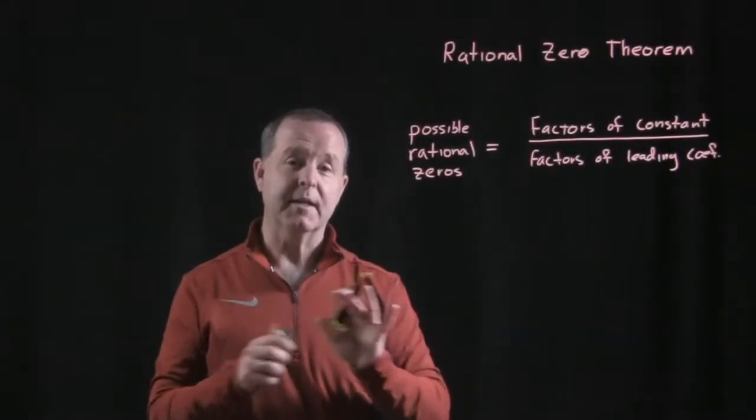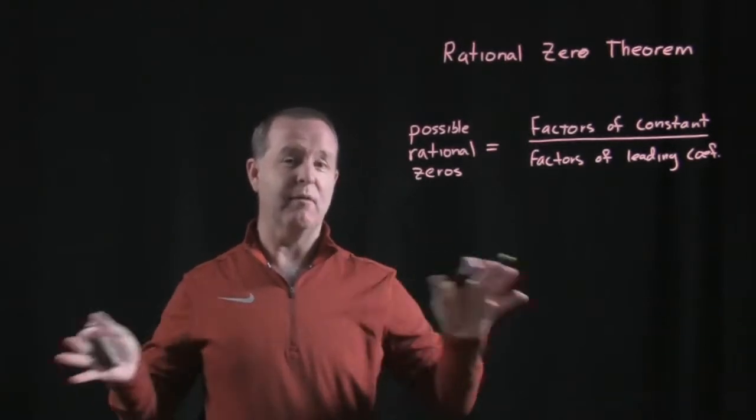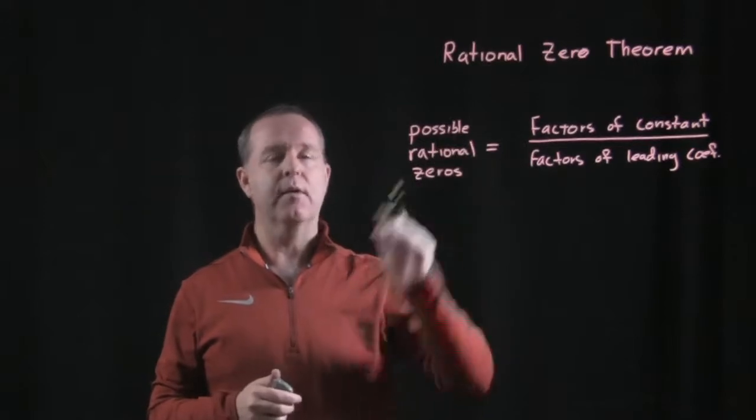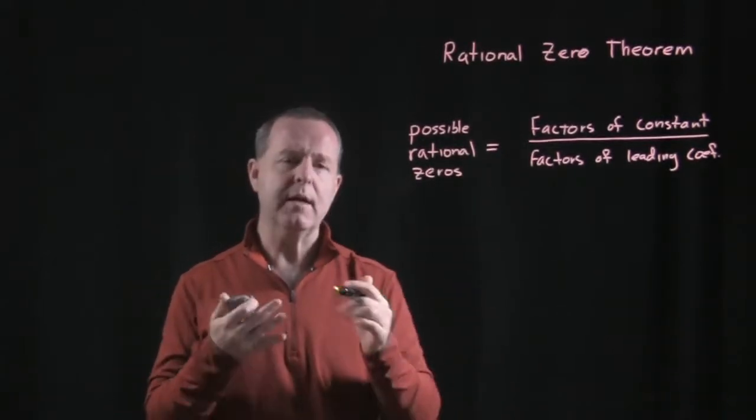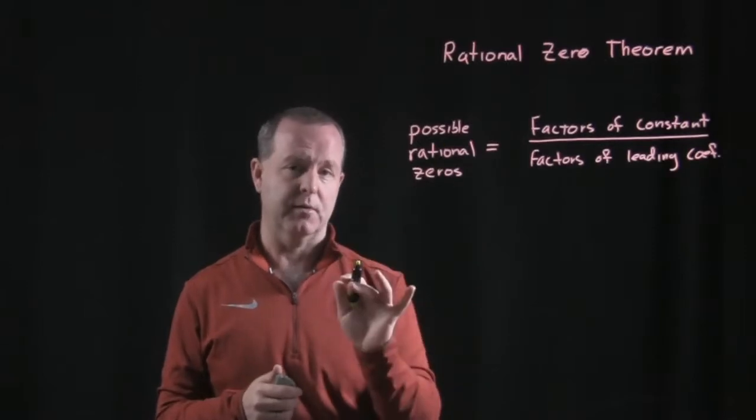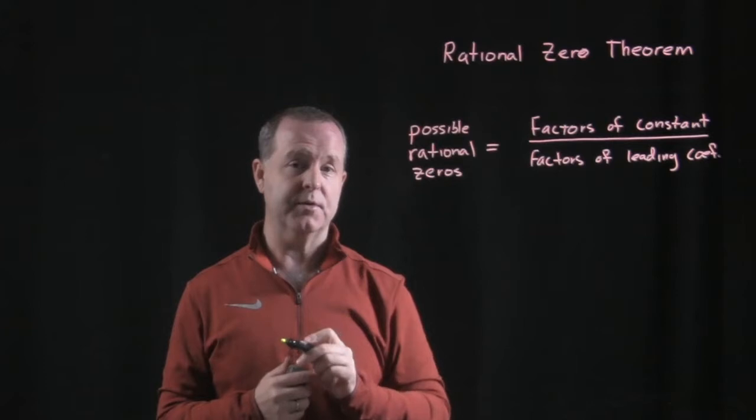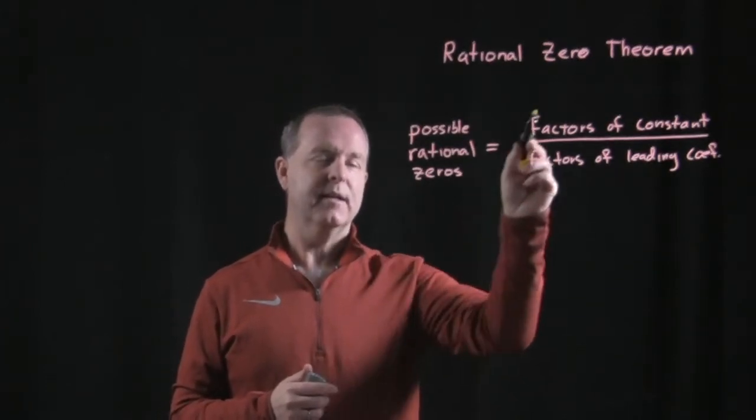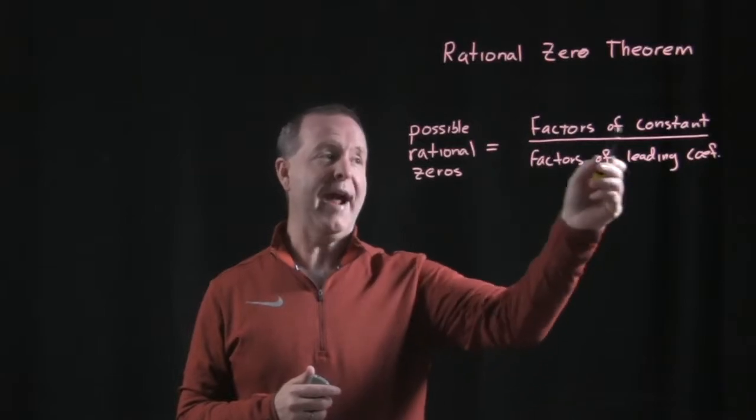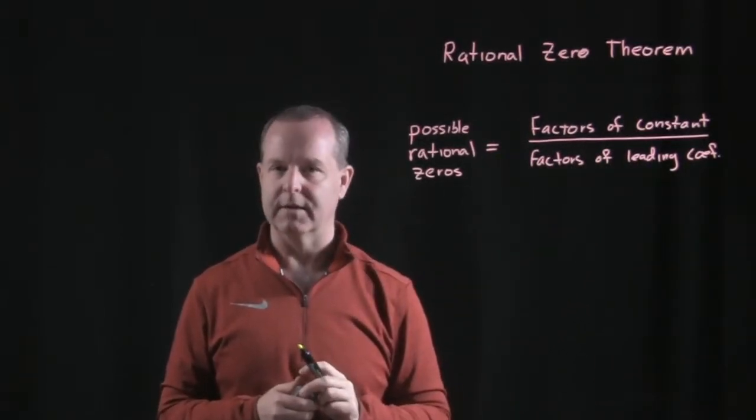One tool that we have to discover where the possible roots are in the entire realm of all numbers is something called the rational zero theorem. Basically, it says that if we're looking for possible rational zeros, we're going to be able to narrow the search down by looking at the ratio of the factors of the constant term over the factors of the leading coefficient.